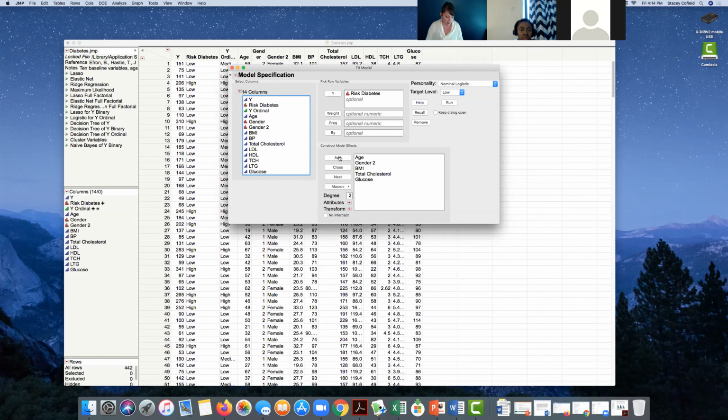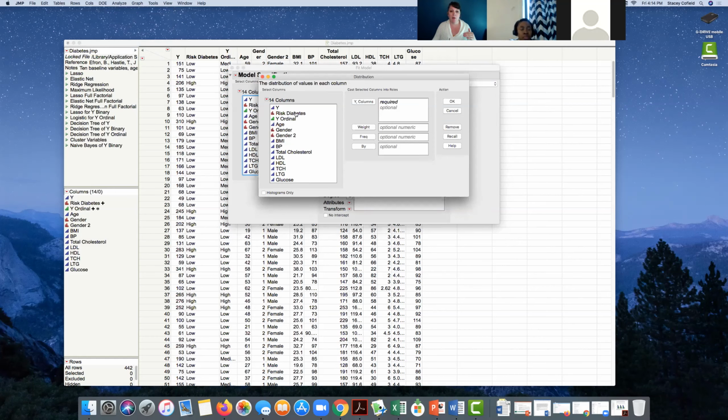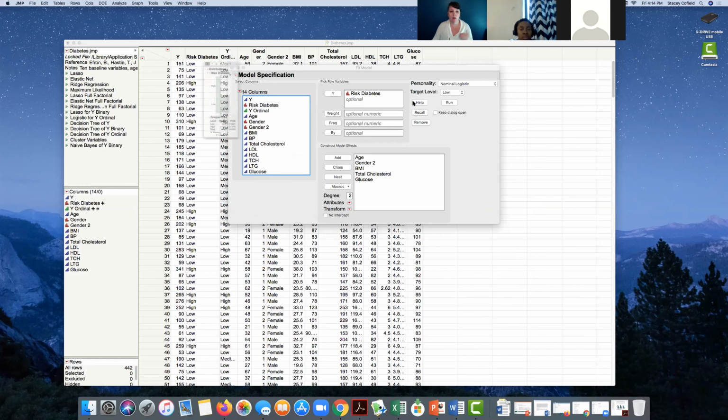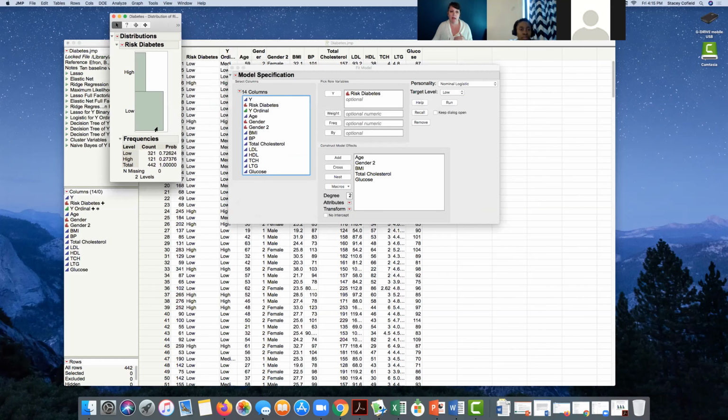So my null hypothesis here is that my best predictor of the likelihood of somebody being at risk for diabetes is simply that, if I go back here real quick, without the model, my null hypothesis is telling me that somebody being in the low risk category is a 72.6% chance.